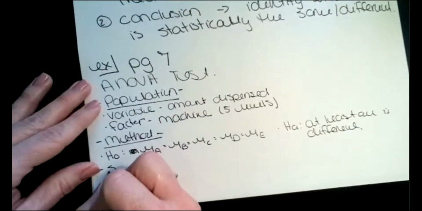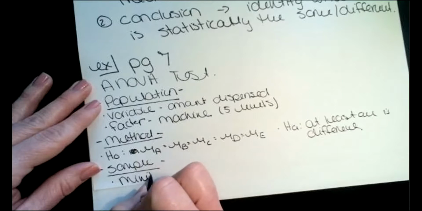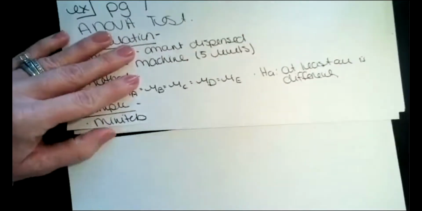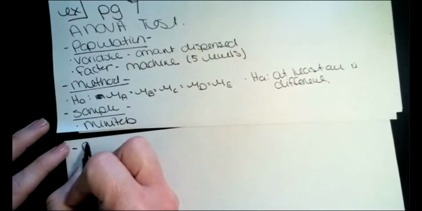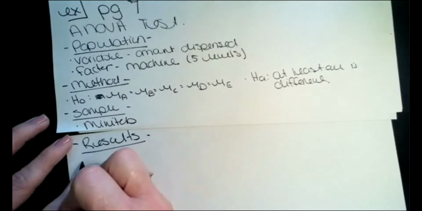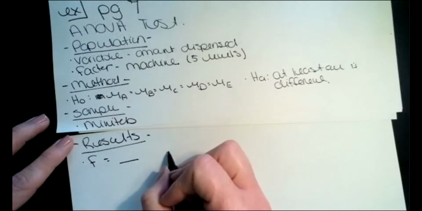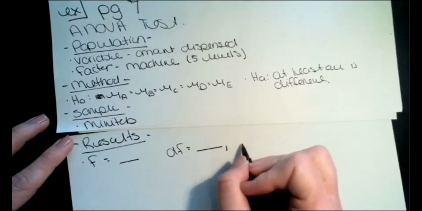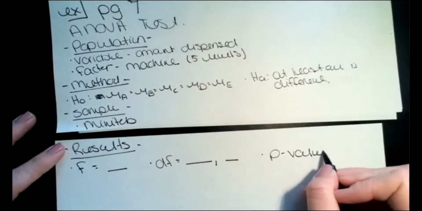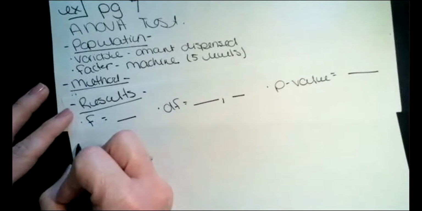Then we're going to go down to the sample and include the Minitab. Then we're going to go to the results. And the results, I don't think, change. I think everything I had last class is the same for the results. So I'm going to report my F-test statistic, and I remember my degrees of freedom. I'm going to report my p-value. I'm actually just going to write them out like this. Then I have my conclusion.